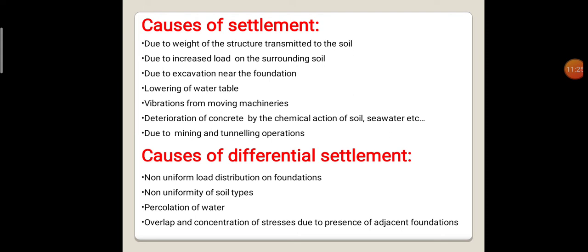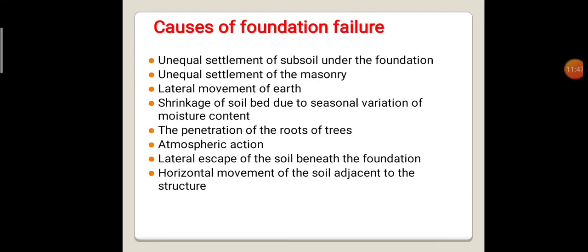So the causes of differential settlement: no uniform load distribution on the foundation. So already I told you. If there is uneven load which is acting on the ground or a foundation, definitely there will be some differential settlement. So this is because only of the load distribution. So these are some of the points.